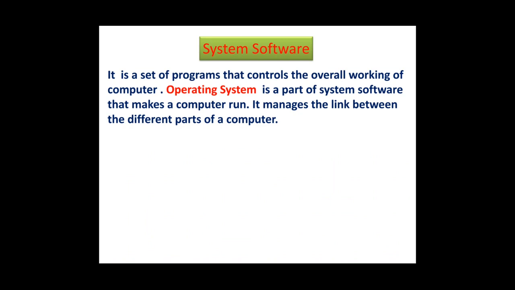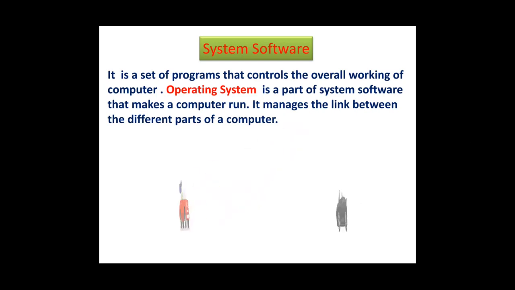First is system software. It is a set of programs that controls the overall working of computer. Operating system is a part of system software that makes computer run. Computer can only work if computer has an operating system in it. It manages the link between the different parts of the computer, so it works like a manager which controls everything, right?